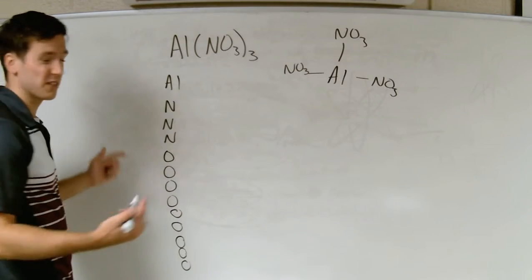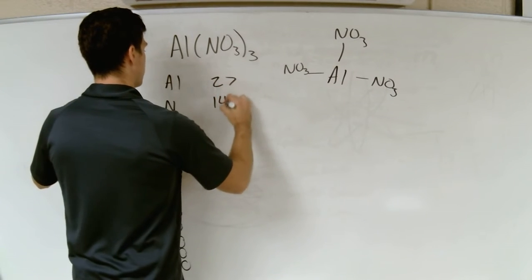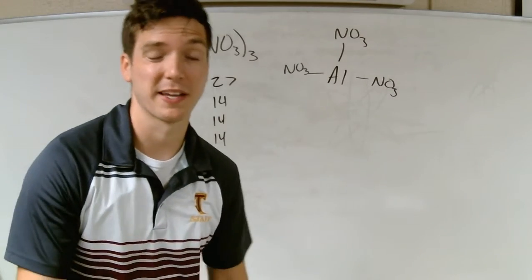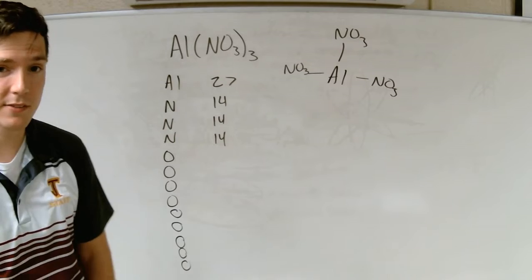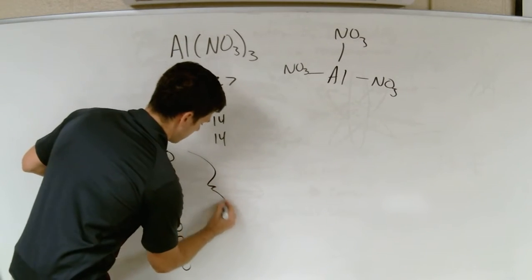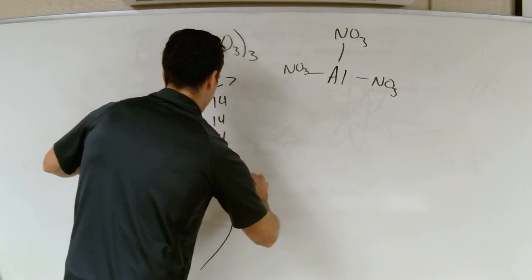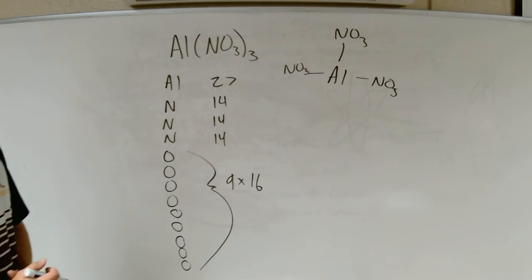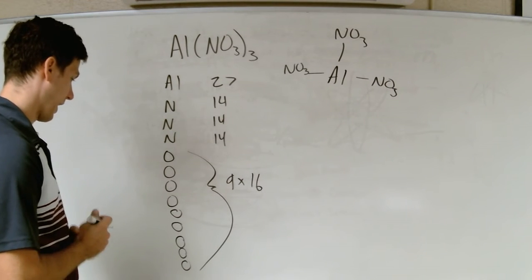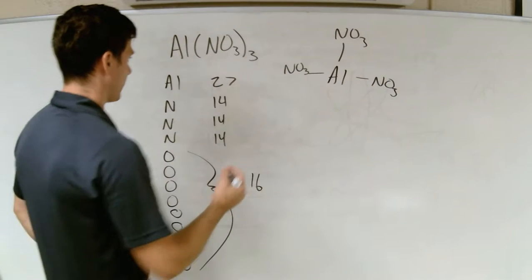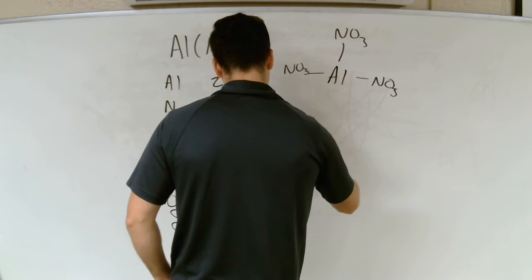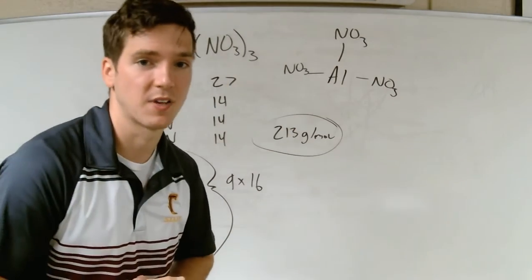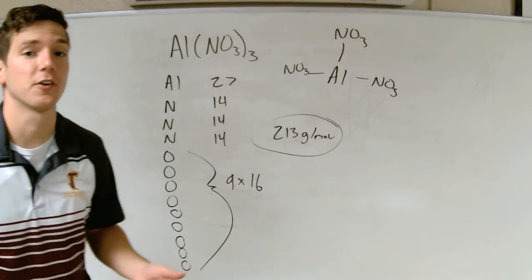Aluminum's molar mass is 27. Nitrogen is 14. And oxygen, I don't want to add 16 a bunch of times in my calculator, but I know I have 9 of them, so all I'm going to do is 9 oxygens times the molar mass of 16. I add all those up and I get something like 213 grams per mole.